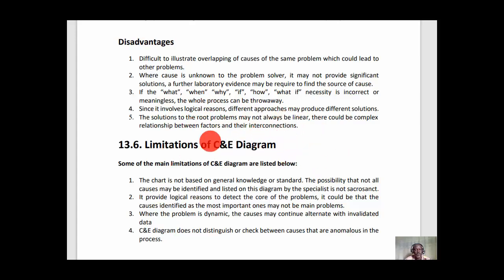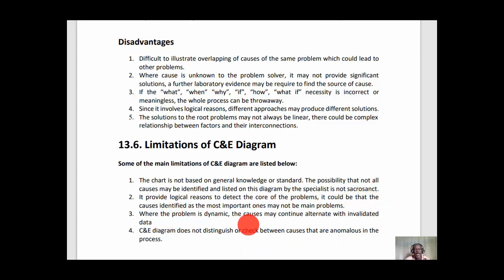Limitations of the cause and effect diagram. Some of the main limitations of the cause and effect diagram are listed below. The chart is not based on general knowledge or standard. There is the possibility that not all the causes may be identified and listed on this diagram, and the diagram by the specialist is not sacrosanct.